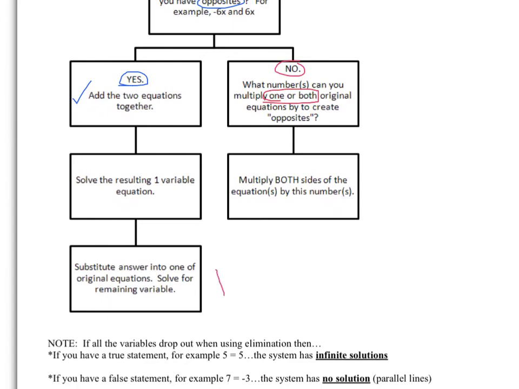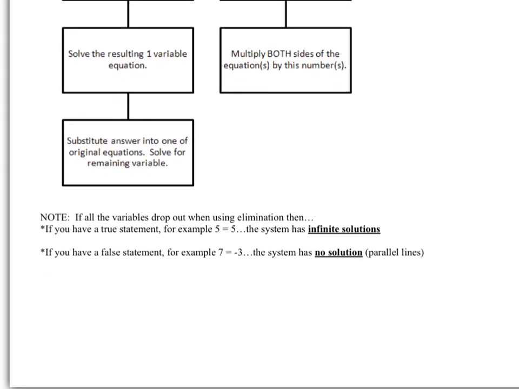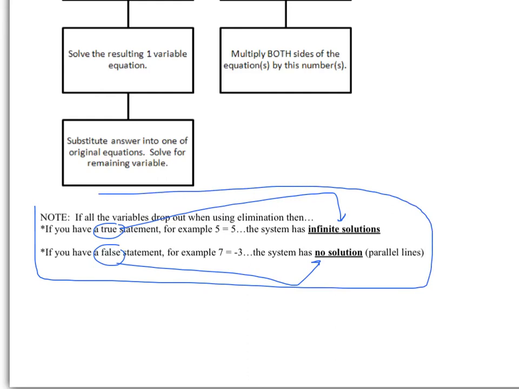Note, if all the variables drop out when using elimination, then you're either going to get a true statement or a false statement, as I mentioned with substitution. If you get a true statement, infinite solutions. If you get a false statement, no solutions. And this is the same rule that you go by when solving by substitution as well. So that is consistent. And this ends Section 6, Video 1.